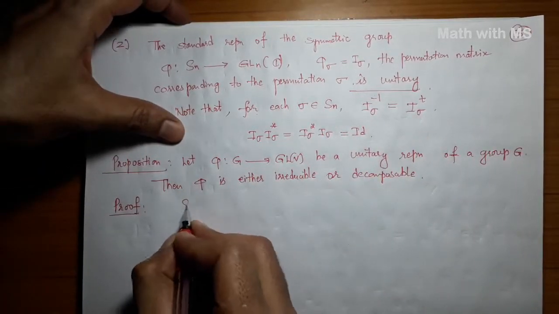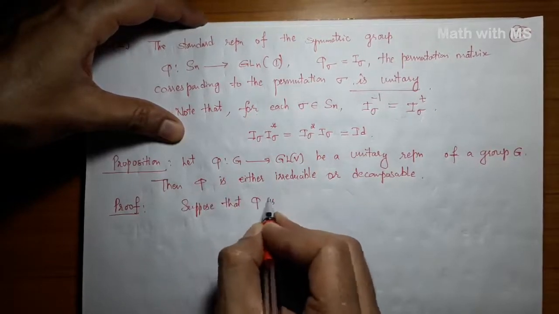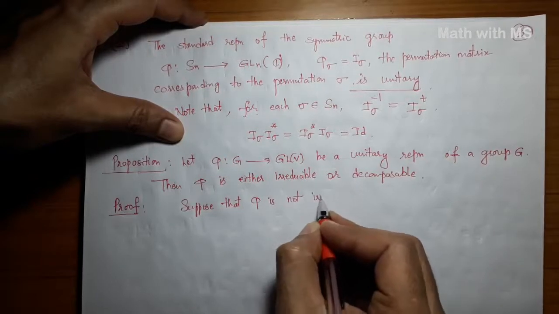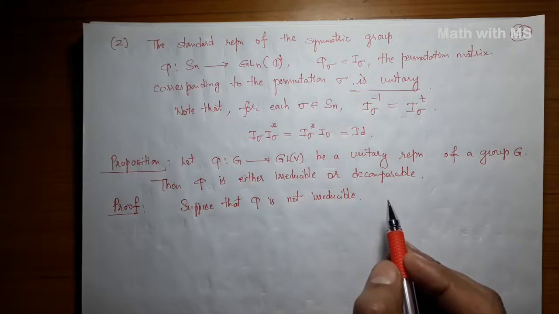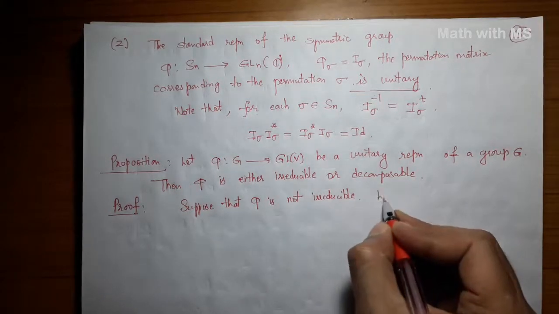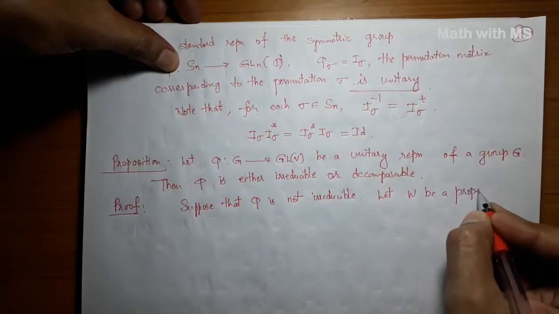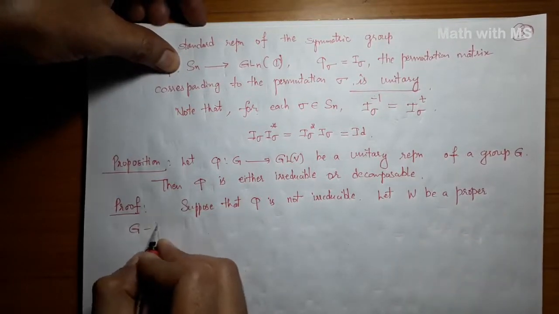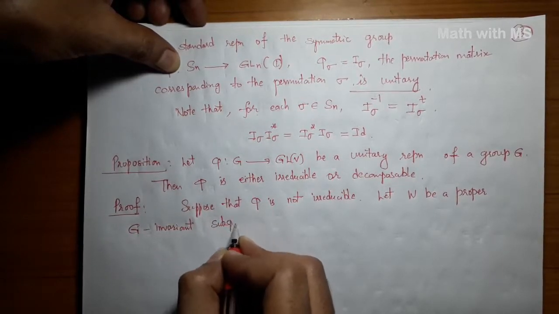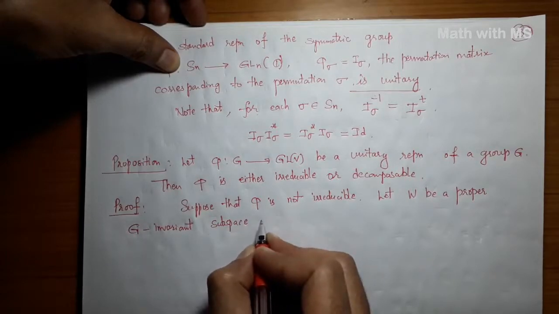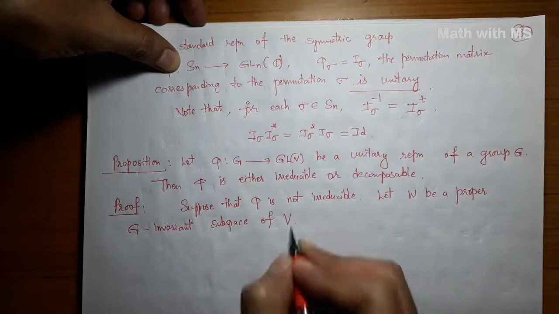If not, suppose that phi is not irreducible. That means that your representation has a proper G invariant subspace. So let W be a proper G invariant subspace of the representation space V.